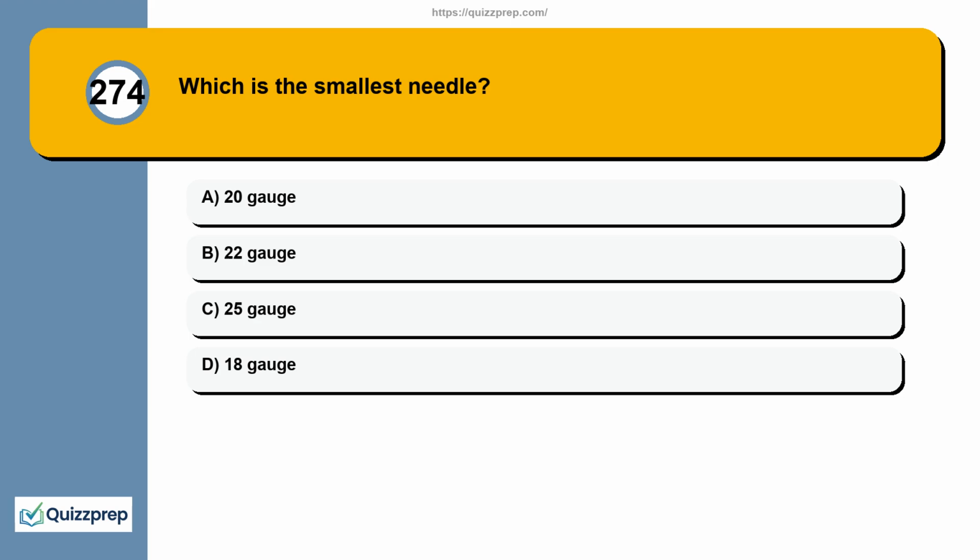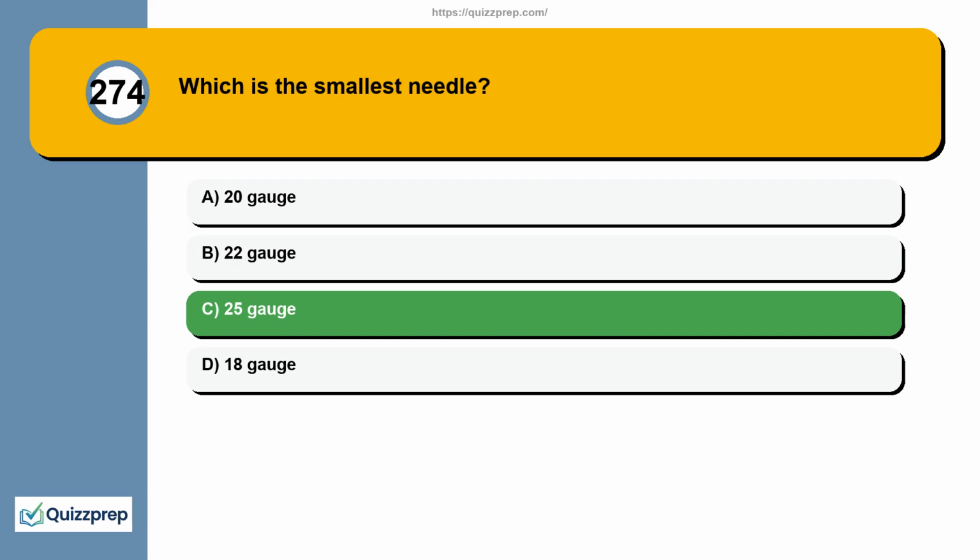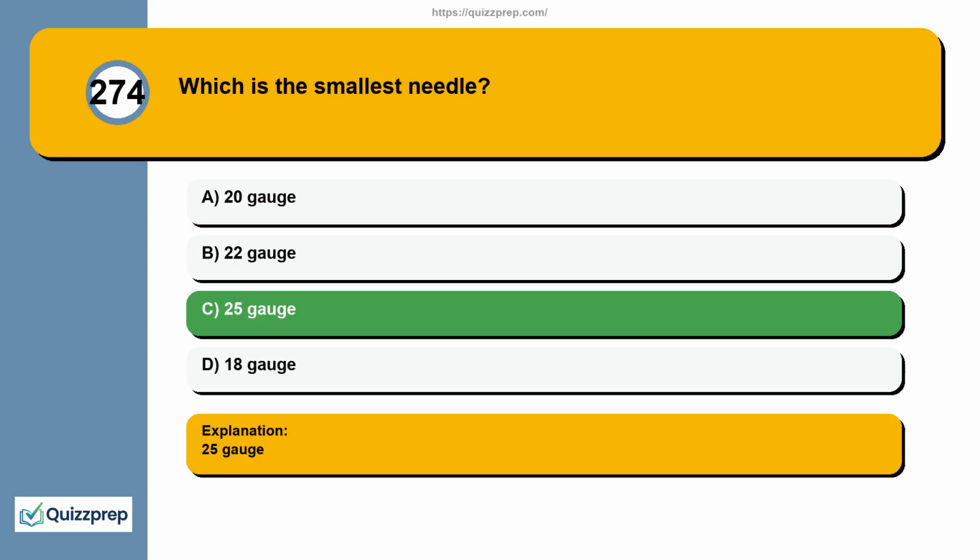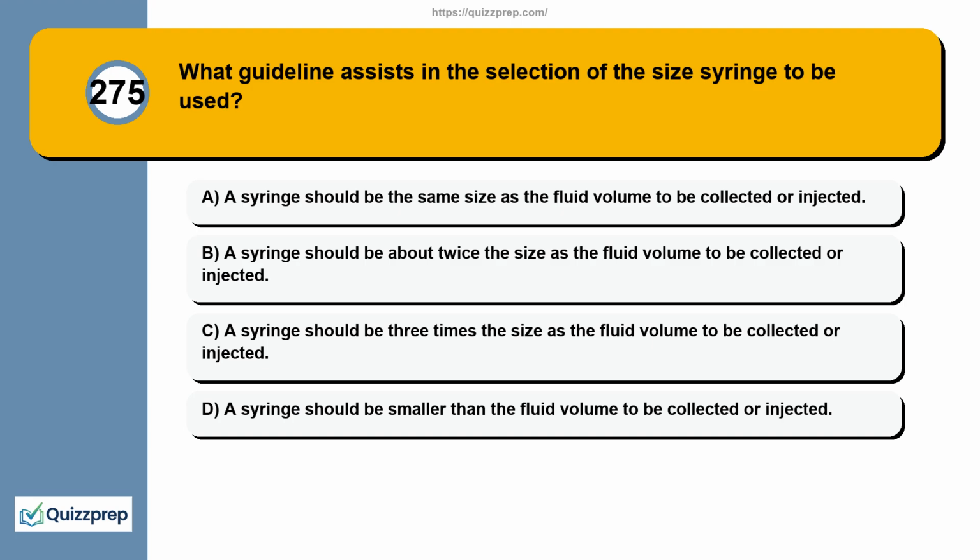Question 274. Which is the smallest needle? Option A, 20 gauge. Option B, 22 gauge. Option C, 25 gauge. Option D, 18 gauge. The correct answer is option C, 25 gauge. 25 gauge. Question 275. What guideline assists in the selection of the size syringe to be used?